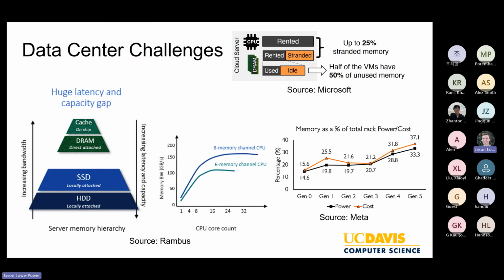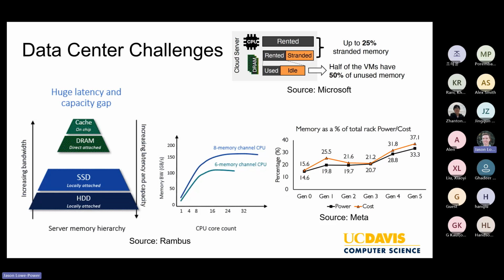So to start off, let's recap a little bit on the current data center challenges that we have. Modern data centers face three major problems of total cost of ownership. These are sourced from Rambus, Microsoft, and Meta that have told us this, and also Google, not shown here, but has also said some of this, which is firstly that there's currently a latency and a capacity gap with traditional monolithic servers. So you have your cache or DRAM, which are fairly fast and fairly small, and then you have your SSD and your hard drives, which are very slow, but very big.